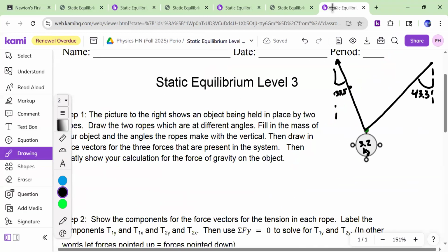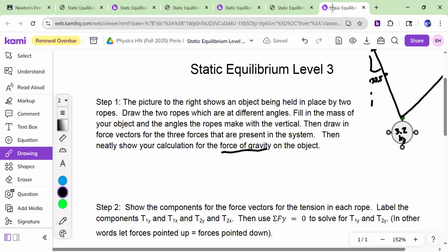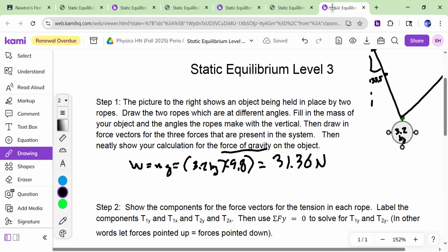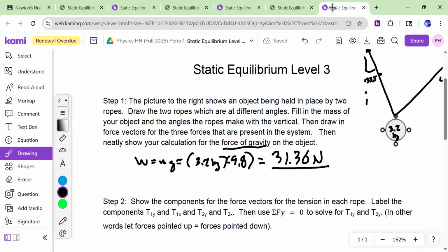Okay, so first thing I need to do is find the force of gravity on the object, just like we've been doing. So weight equals mg. Take my 3.2 kilograms times 9.8. Okay, 3.2 times 9.8 is 31.36 newtons. Okay, so I got that.